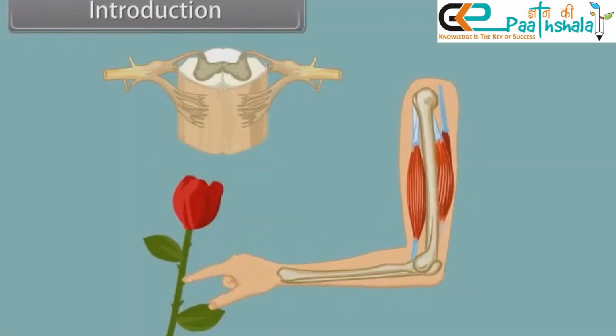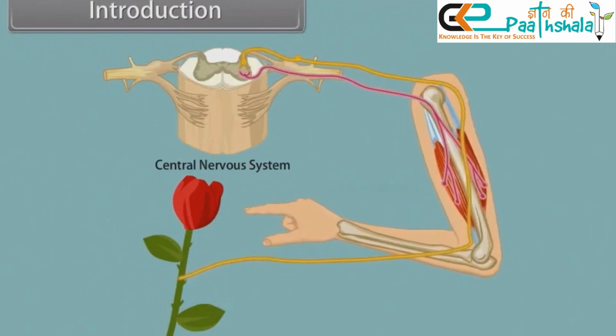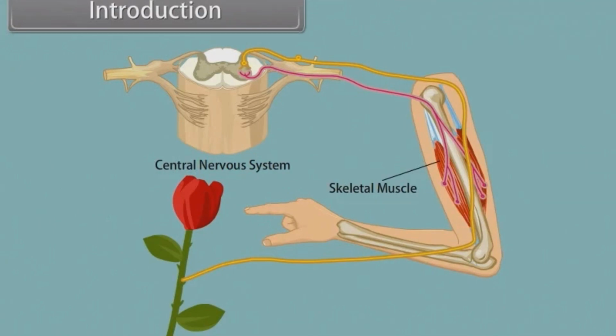When he touches the stem of the flower, the thorn on it pinches him and sensors detect stimuli present below the skin, and this stimuli passes to central nervous system, and in response, the skeletal muscles contract and he withdraws his hand. So, throughout this module, we learn neural control and coordination.